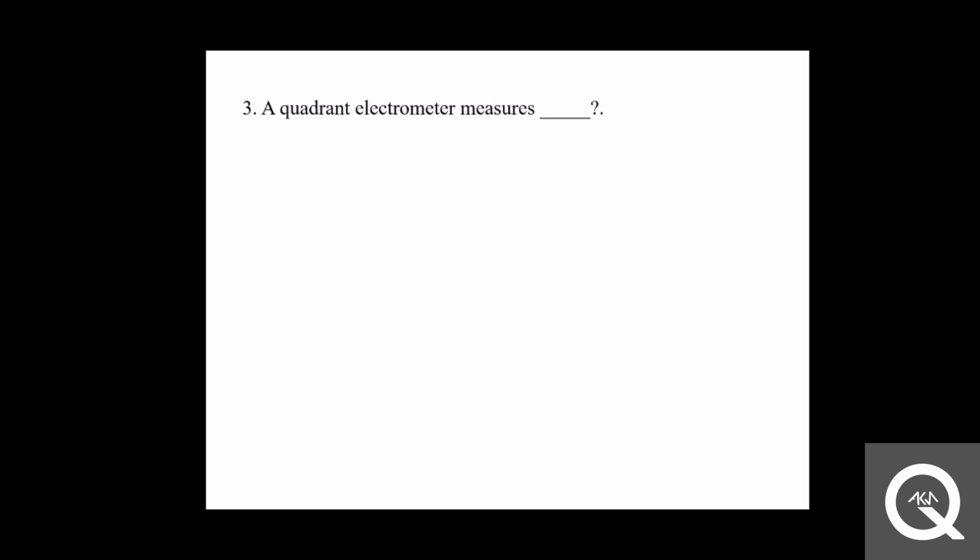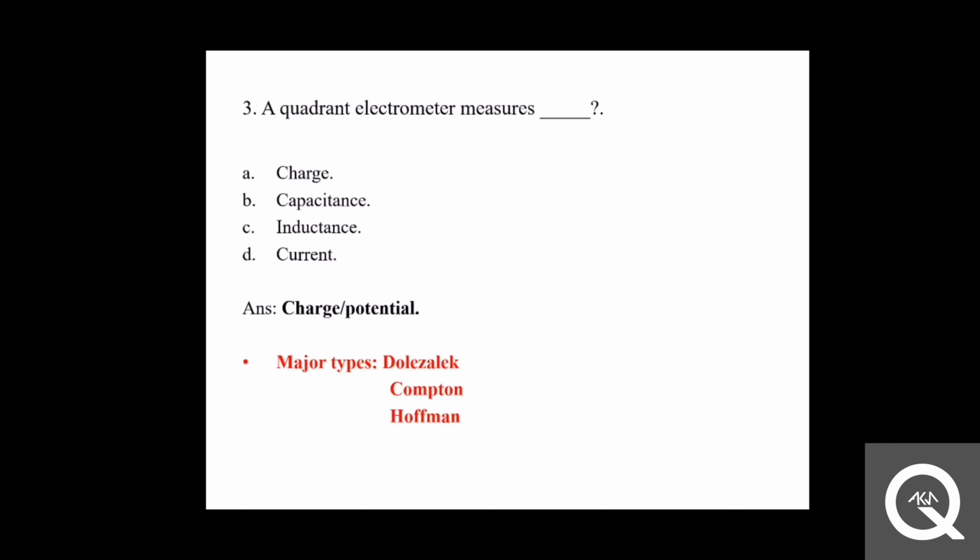Next question. A quadrant electrometer measures. Options are charge, capacitance, inductance and current. And the answer is charge or potential. The primary function of an electrometer is to measure an electrical potential or charge. The major types of 20th century quadrant electrometers are Dolezalek, Compton and Hoffman.